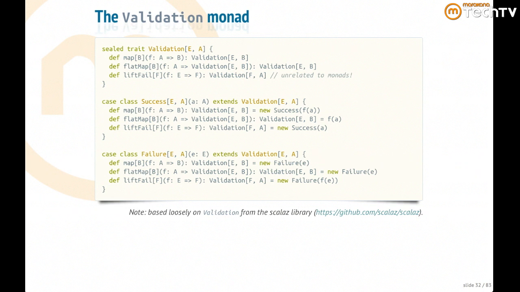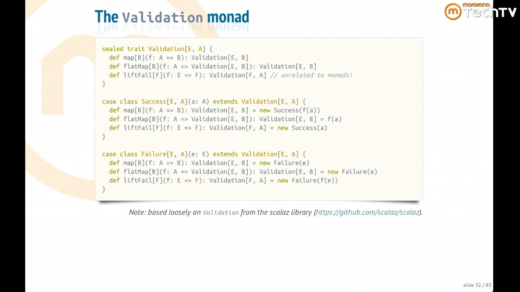Our failure case is going to be different from none in the option monad in the sense that our failure case actually has some information associated with it. It has a map method, it has a flatMap method that don't just return none. They return a new failure containing some E, and I'm using E to represent exception, but this could actually be any type whatsoever. It doesn't have to be something that represents a throwable or an exception or what have you.